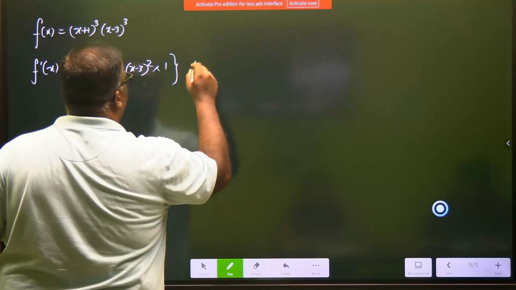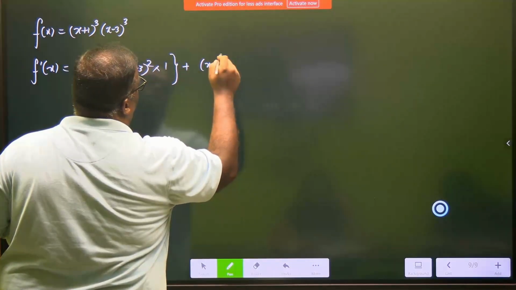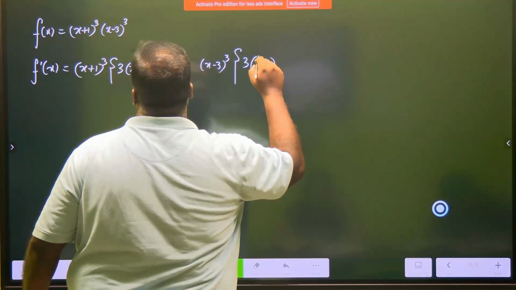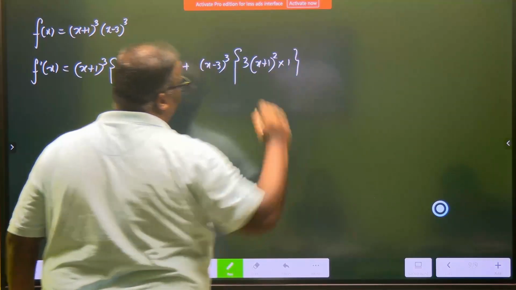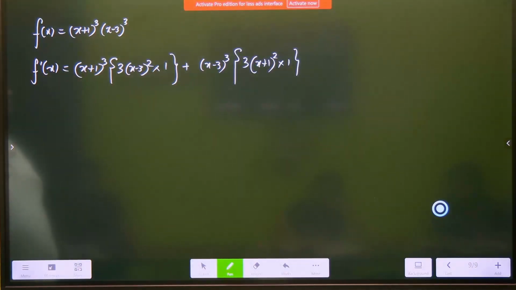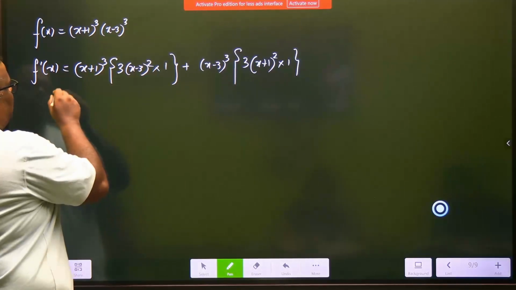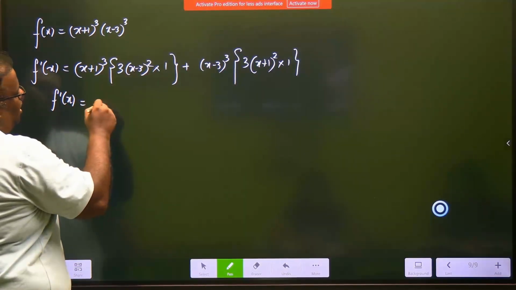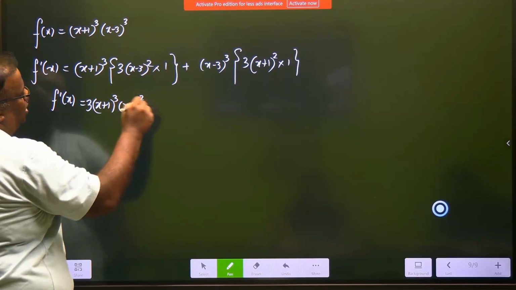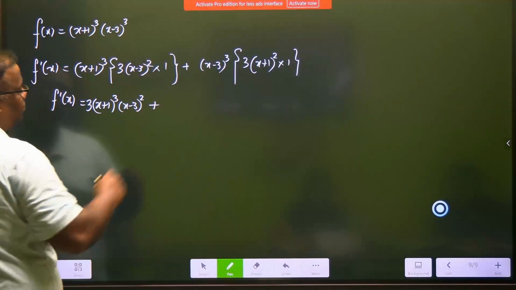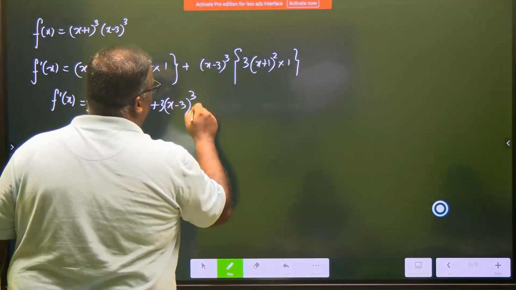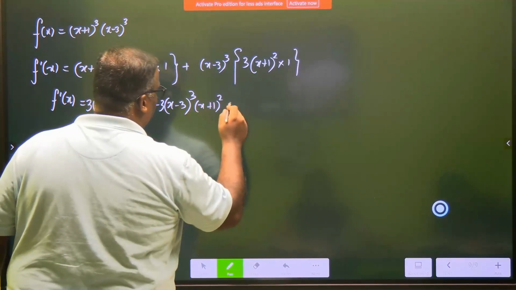Then plus (x-3) square, the second function, into 3(x+1) whole square into 1. All right. Now you have to equate this to 0. Let's see what we are getting. So we get f dash x as (x+1) cube 3(x-3) square plus (x-3) cube 3(x+1) square, and I'm trying to equate this to 0.